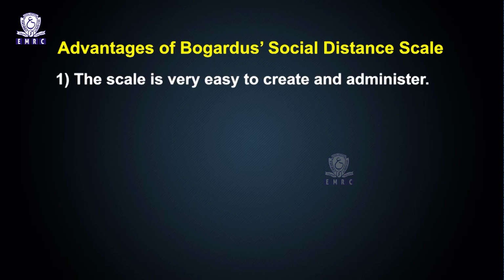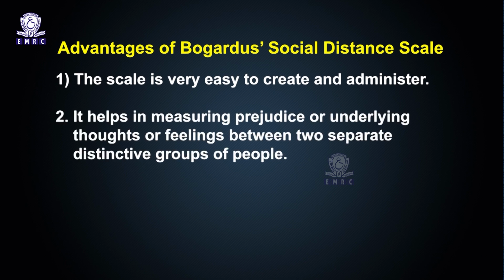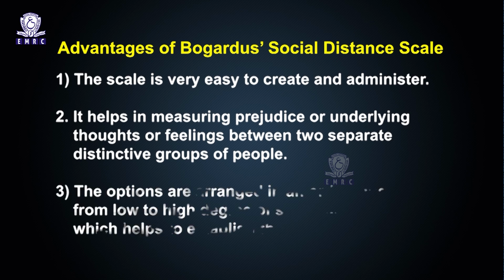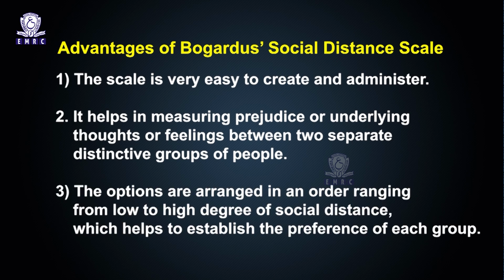The first, the scale is very easy to create and administer. The second, the Bogardus social distance scale helps in measuring prejudice or underlying thoughts or feelings between two separate distinctive groups of people. The third, the options are arranged in an order ranging from low to high degree of social distance, which helps to establish the preference of each group.